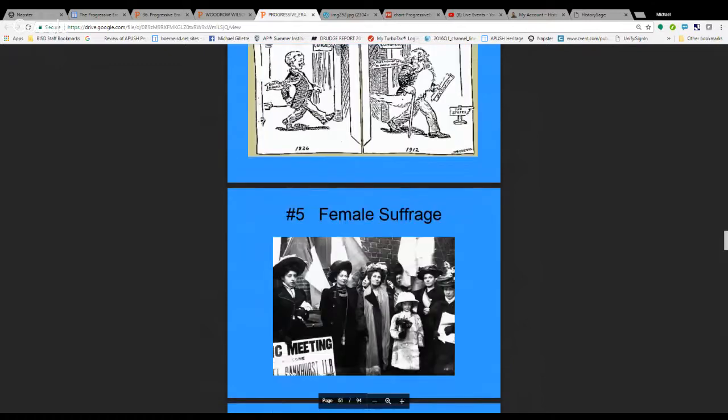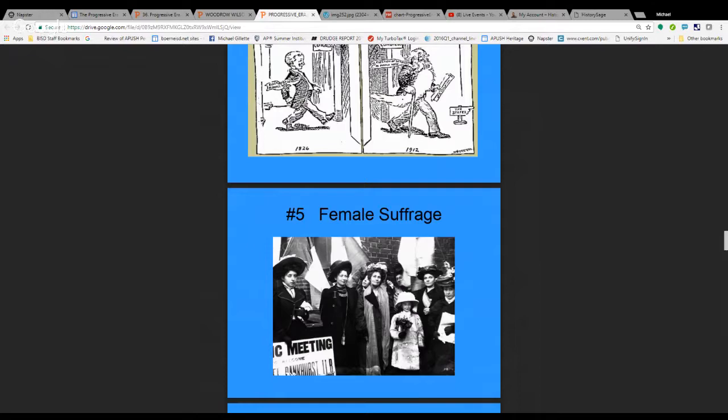Female suffrage. Now, I want to stop here and talk a little bit about the female suffrage movement. Obviously, in 1848, the Seneca Falls Convention in New York was the beginning of the women's suffrage movement. Remember, it was led by Elizabeth Cady Stanton and Lucretia Mott, and eventually Susan B. Anthony. By the late 19th century, the women's movement had basically split into two factions.